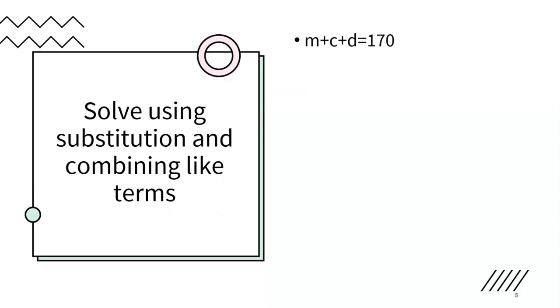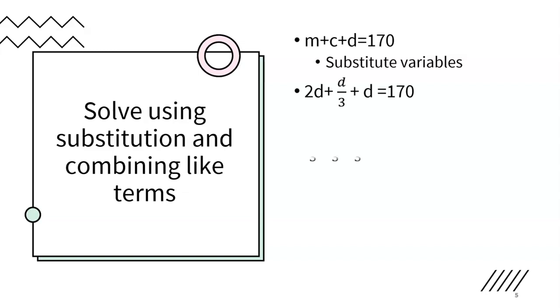How do we solve this further? We can solve by using substitution and combining like terms. So our original relationship is altogether muffins, cookies, and donuts is 170 pastries. However, these are not like variables, so we need to substitute our variables to have a common variable, which we will use D for donuts since we're solving for how many donuts we have. So 2D plus D over 3 plus D is 170.